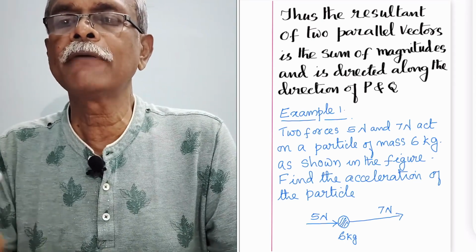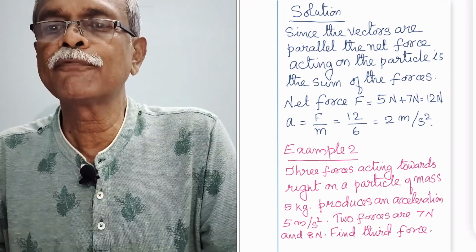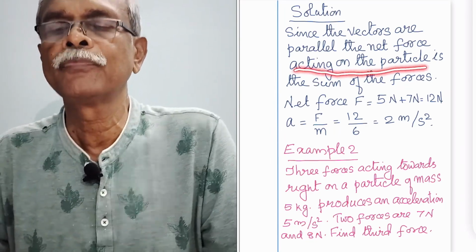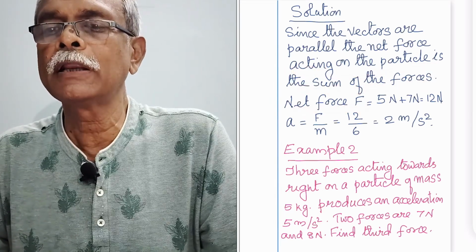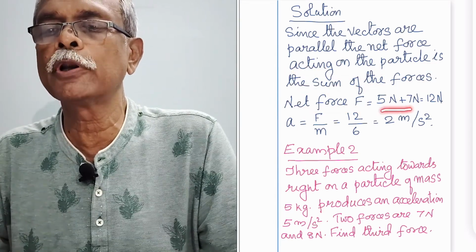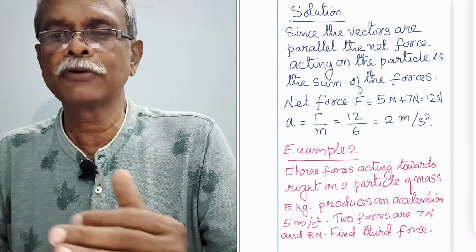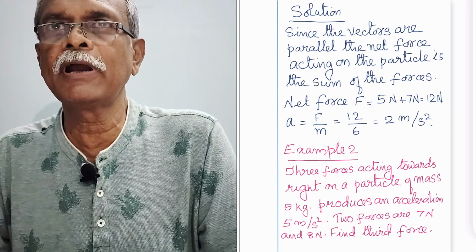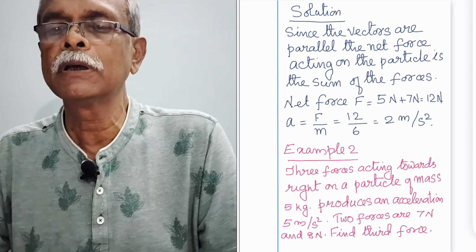Here the vectors are parallel and therefore the net force acting is the sum of the forces. The forces are 5 Newton and 7 Newton and therefore the net force will be equal to 12 Newton acting in the right direction as shown in the figure. Therefore acceleration will be F divided by m, that is 12 divided by 6 equal to 2 meter per second square.